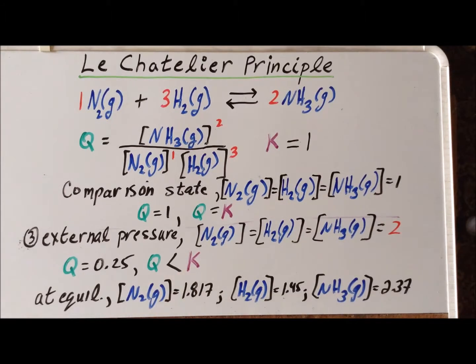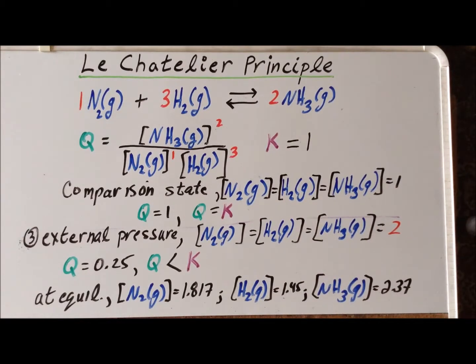Since Q is less than K, the system is going to shift to the right until it achieves a new equilibrium. When equilibrium is again established, the concentration of nitrogen gas will be 1.817. So notice that was a drop from the value of 2. The concentration of hydrogen will be 1.45, which we notice is a drop from 2. But the concentration of ammonia is now 2.37. So we see that the system really did move to the right. It decreased the concentrations of the reactants, and it increased the concentration of the product.